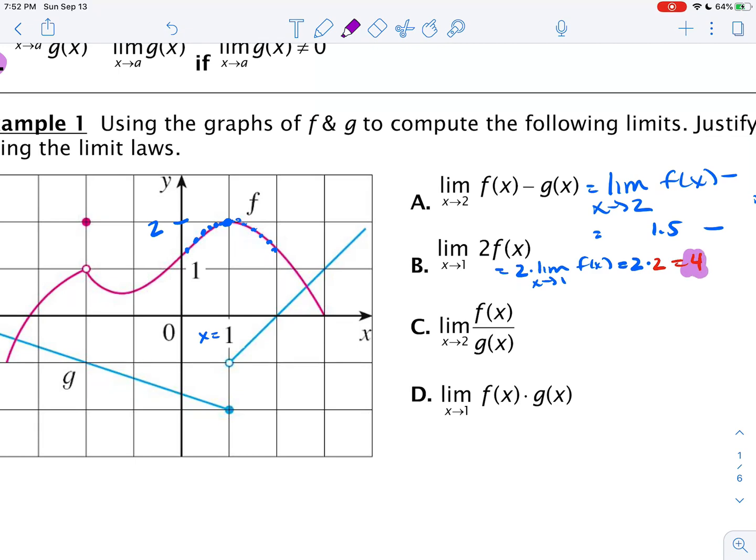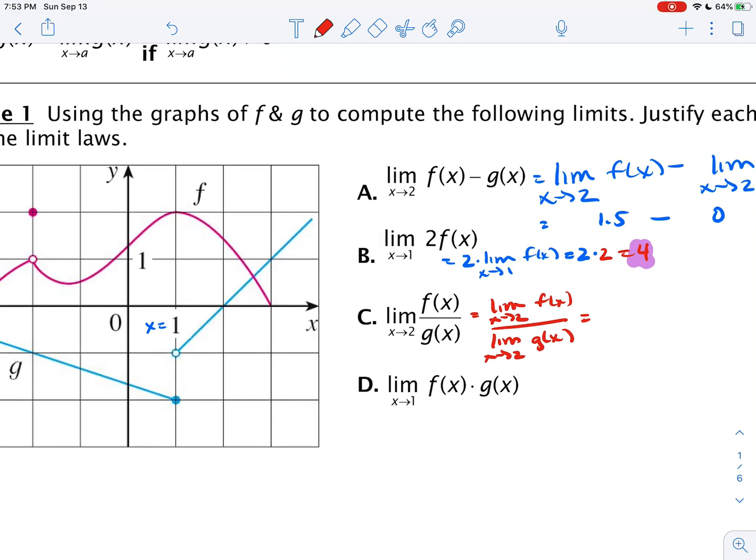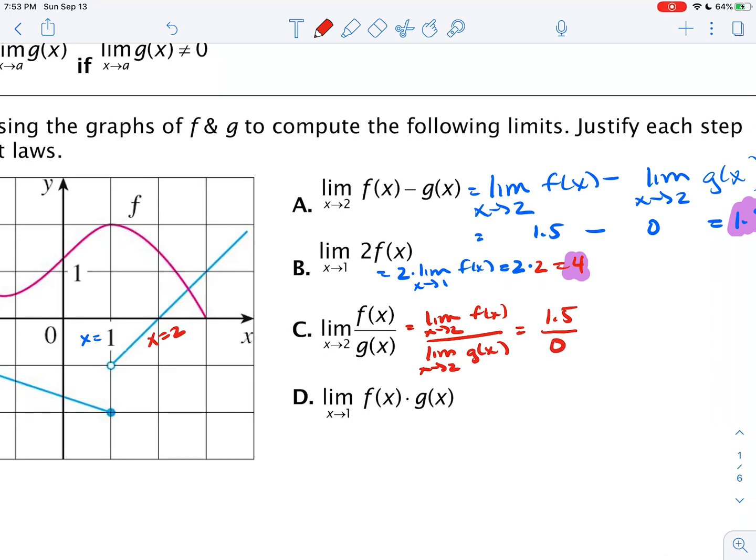Good. Next, the limit of a quotient is the quotient of the limits. So this would be the limit as x approaches 2 of f of x over the limit as x approaches 2 of g of x. And looking where x is equal to 2, we saw from part A that the numerator was going to 1.5. And in the previous part, we have that the denominator is actually equal to 0. And this is going to be does not exist.